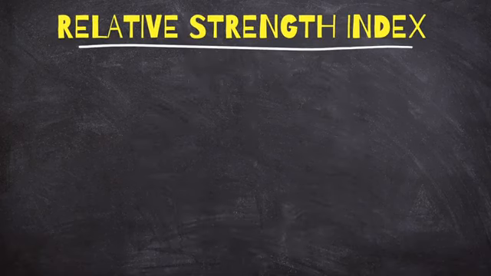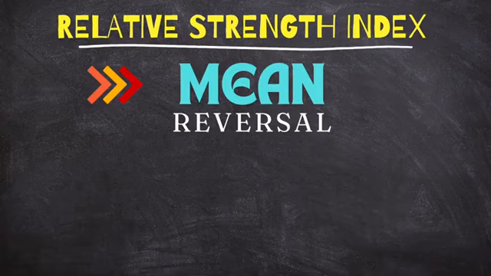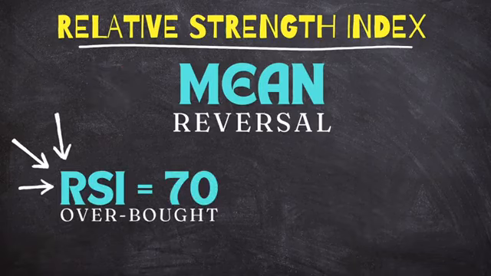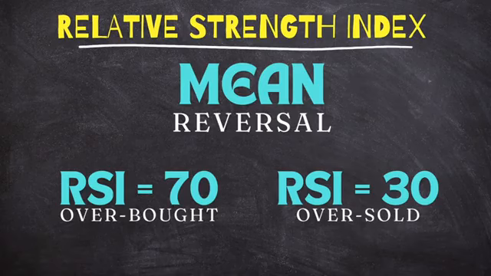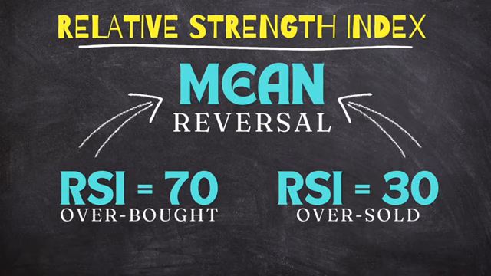RSI is a momentum oscillator which is commonly touted for its ability to identify mean reversal. With two important thresholds: when RSI is at 70, it's considered to be overbought, whereas when it is at the level of 30, it's considered to be oversold. And common wisdom suggests that whenever we see either of them, we should be getting ready for an upcoming reversal.